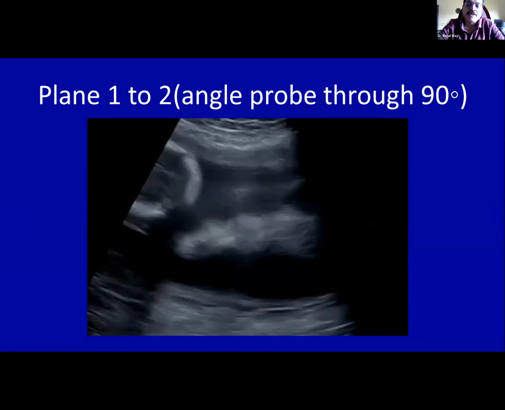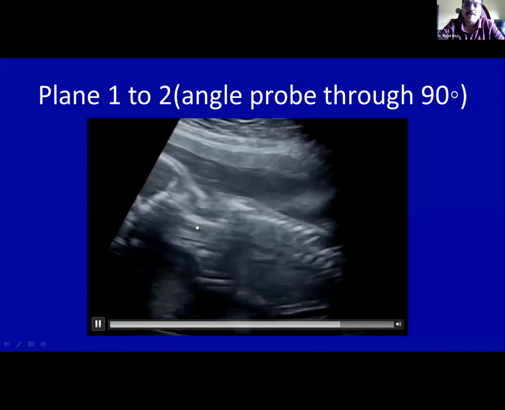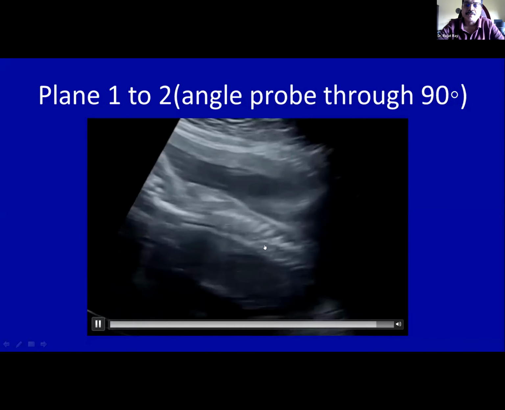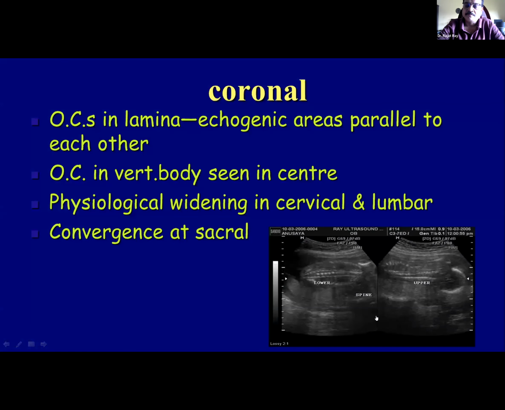From the neck region, there is a cervical widening. Then you go down, down, down till the sacrum. So what are you seeing in the coronal region? Two ossification centers of lamina, their echogenic areas parallel to each other. Ossification center of the vertebral body is seen in the middle. There is a physiological widening in the cervical region, as well as a physiological widening at the lumbar region, and there is a convergence at the sacral region.